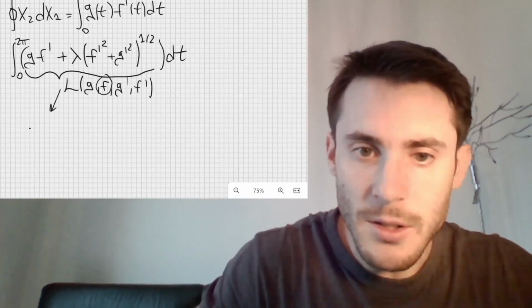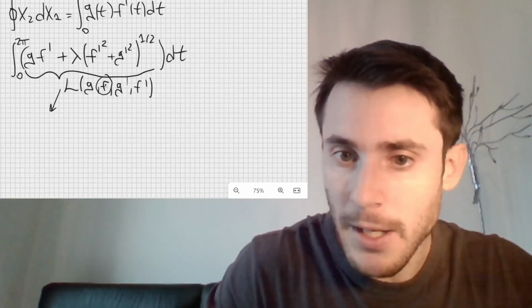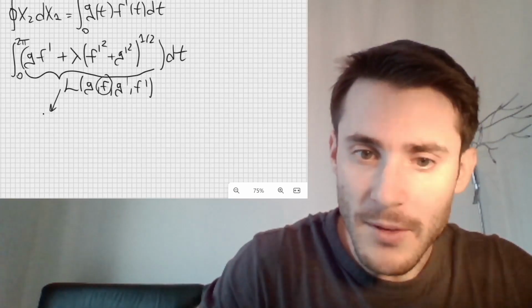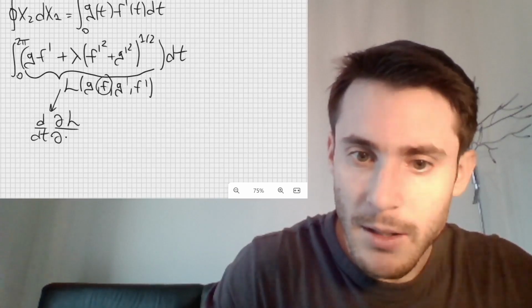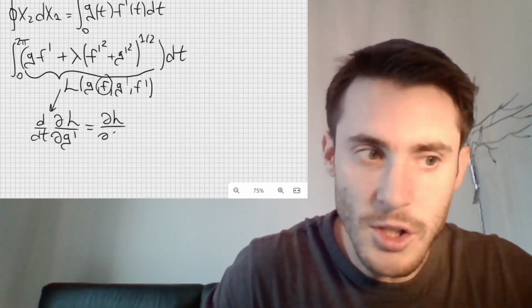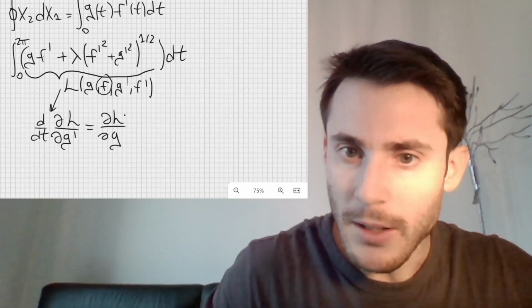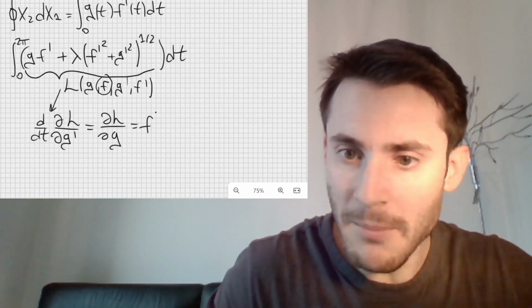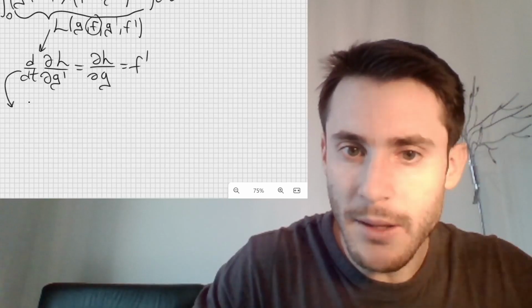Now we can write Lagrange equations, and we have two equations because we have the variables g and f. So we have the first equation: d over dt of dL over dg prime equal to dL over dg, like this. And dL over dg is just equal to f prime. So this is one equation. And you can also integrate this.